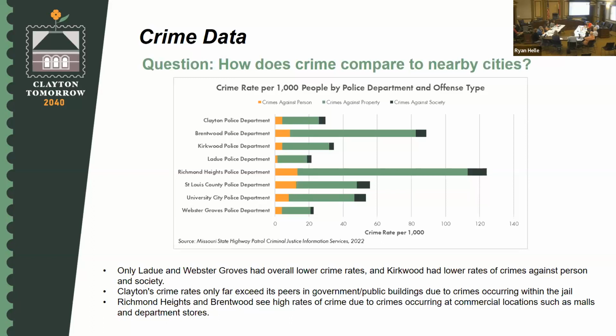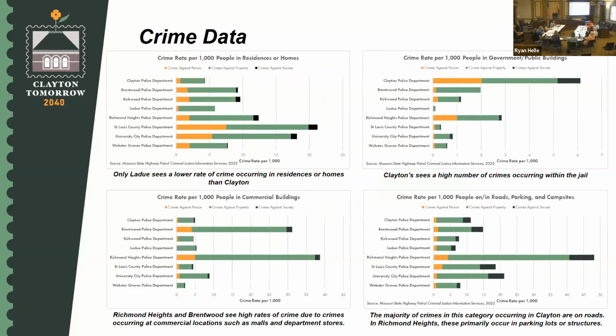But a lot of your crime falls into what they count as government or public buildings, which is crimes happening at the jail. Similarly, Richmond Heights and Brentwood have a lot more crimes happening at commercial buildings like the mall. This is a lot to look at, but basically we tried to pull it out by location to determine, if you really pulled out those crimes that happen at the jail, what does that mean for the rest of crime in Clayton?